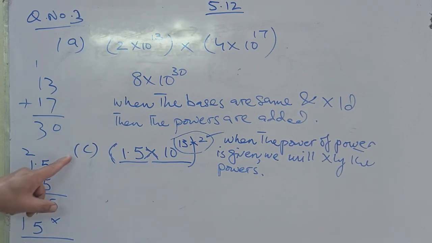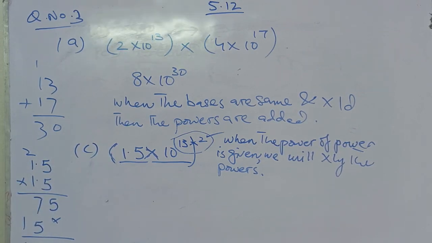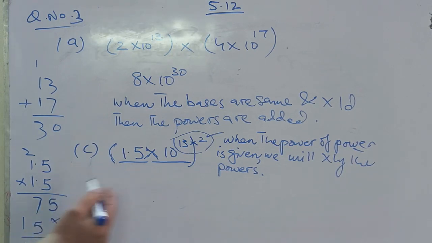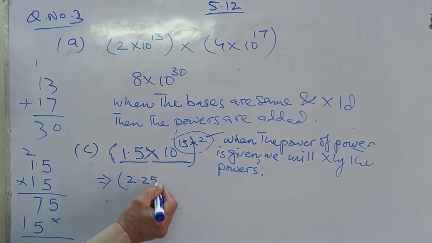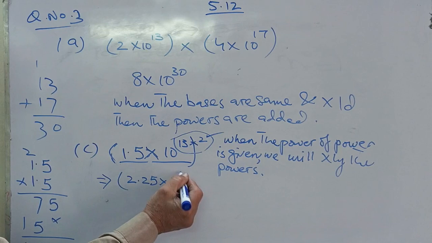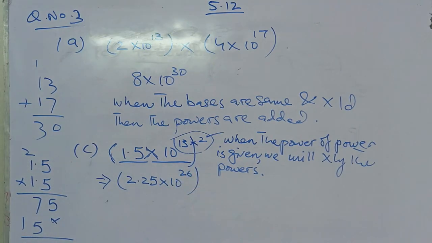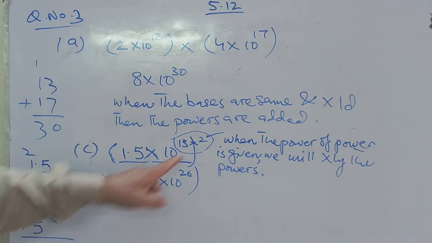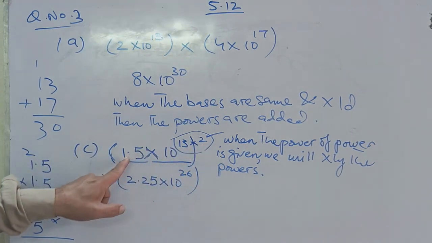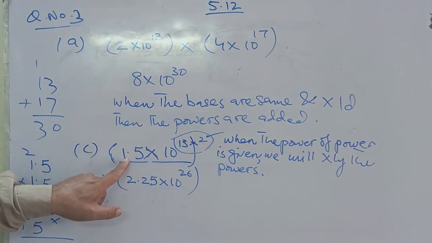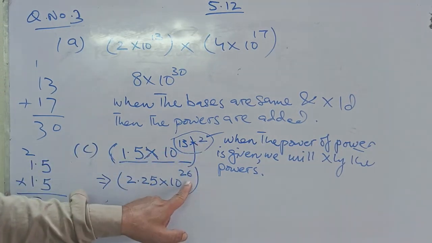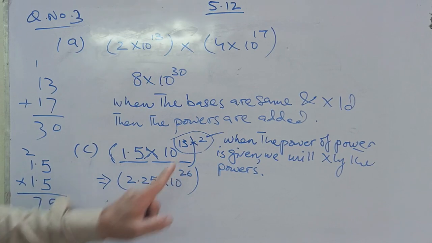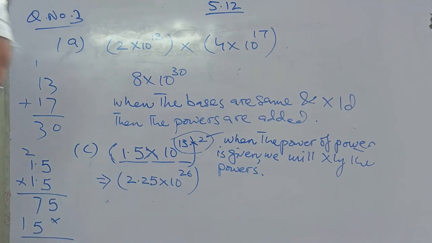And where to place the point? We have to place the point over here. So it will become 2.25 multiplied by 10 raised to power 26. So you see that this square has been applied on 1.5 and also on 10 raised to power 13. Okay, so this was a very easy question.